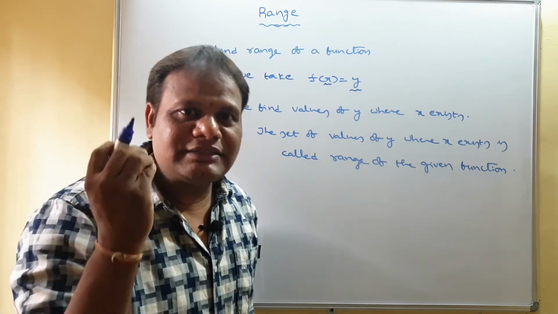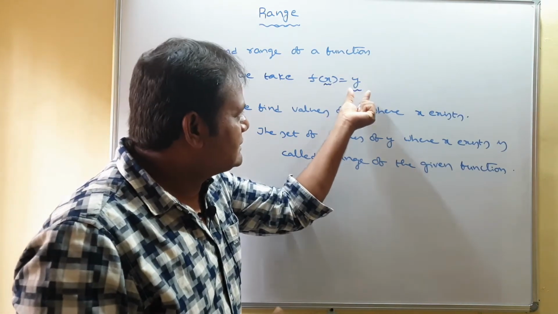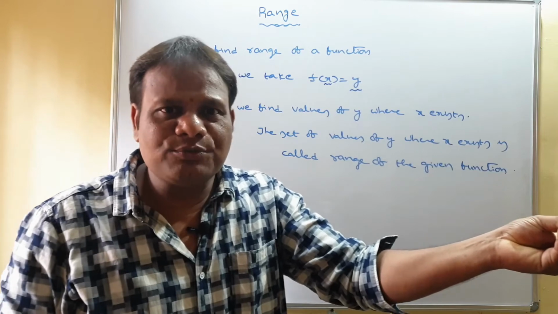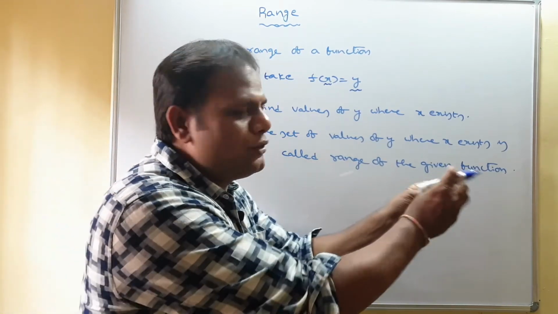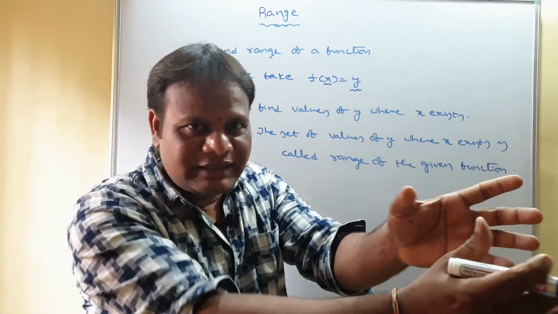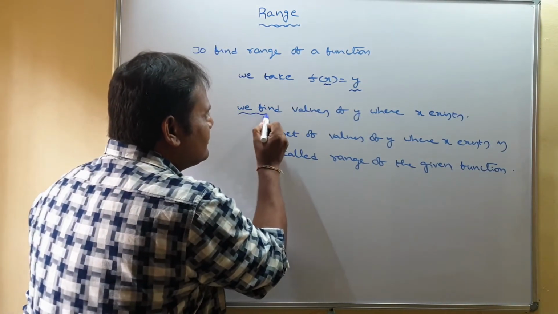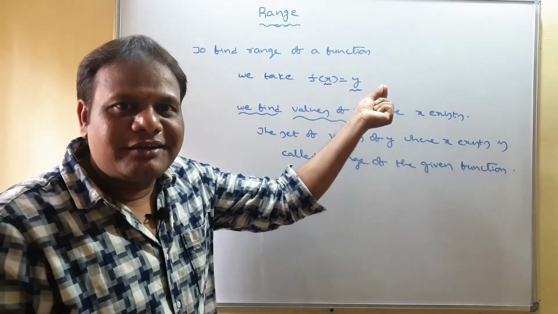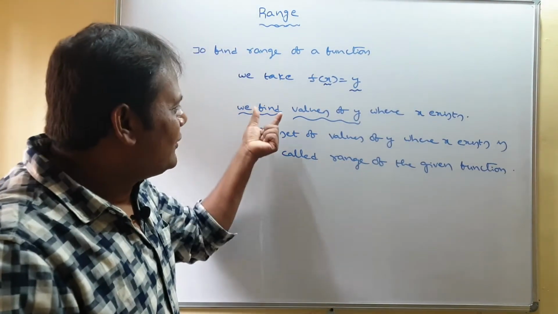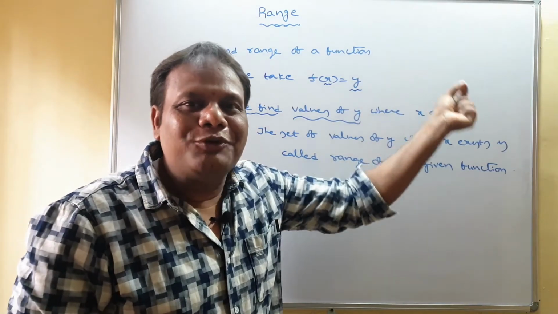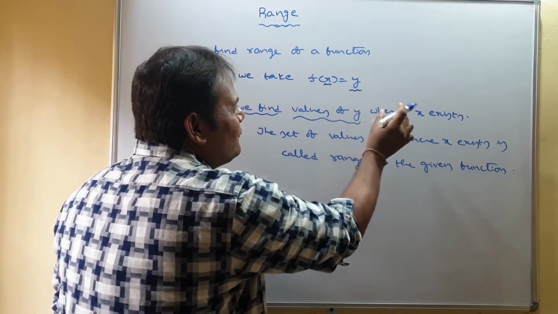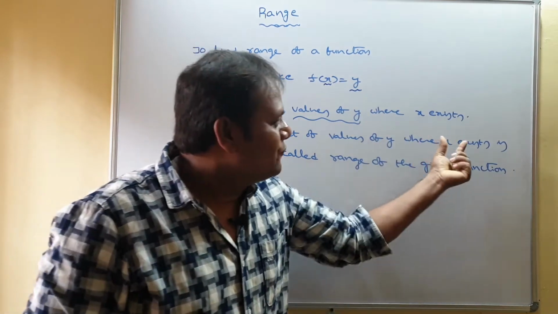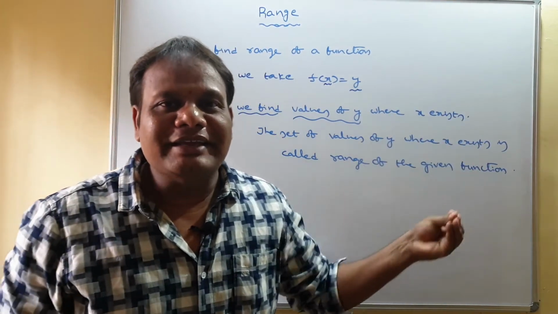So to find range of the function, you have to find set of all the values of y, is it? So when there is one input x, then output may be possible, is it? So that is the reason we find the values of y. We find the values of y where x exists. I mean, we find values of y where input exists. That is, we find values of y where this x is possible. So the set of all those values of y where x exists is called range of the function.